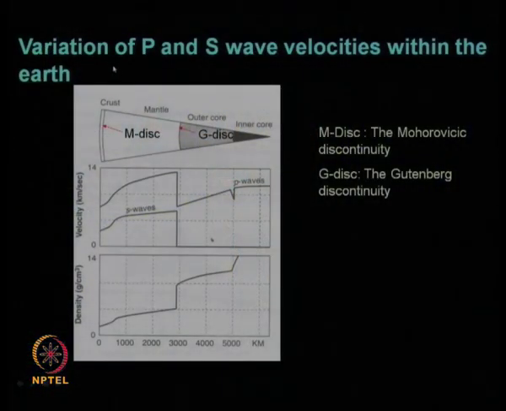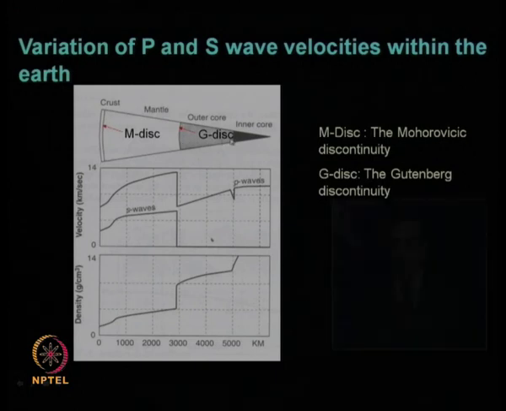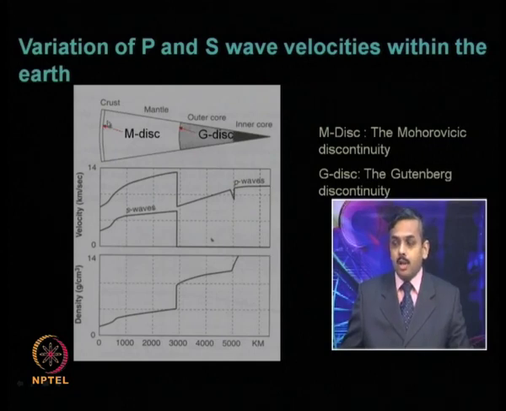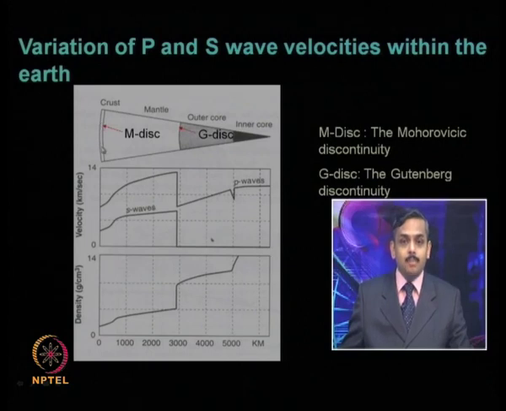If you look here, the variation of P wave and S wave velocities within the Earth can be shown through this slide. In this slide, a section of Earth's interior is taken. This very thin layer is nothing but Earth's crust, followed by the mantle, followed by the outer core, and then the inner core. Now, the boundary between the crust and mantle is called M discontinuity, or the full name is Mohorovicic discontinuity. So, the boundary between the crust and mantle is known as Mohorovicic discontinuity or M discontinuity.